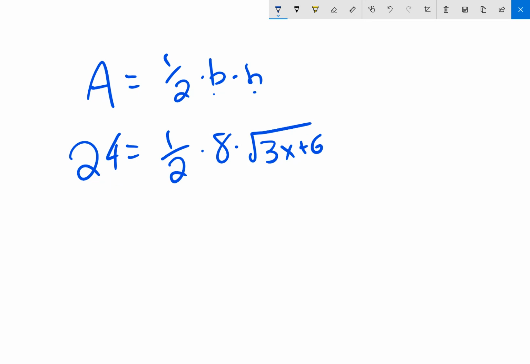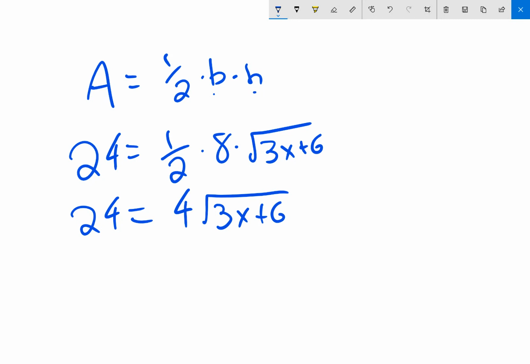So the reason I put the 8 here is because I can do 1/2 times 8 right away. 1/2 times 8 is 4. So I'm just going to go ahead and put that as 4. So we have 24 equal to 4. And then don't forget times square root of 3x plus 6.